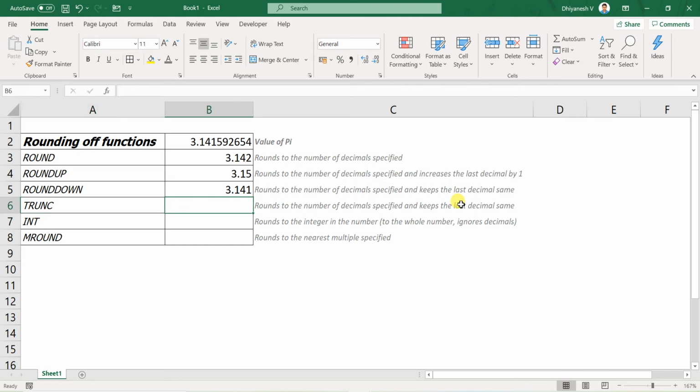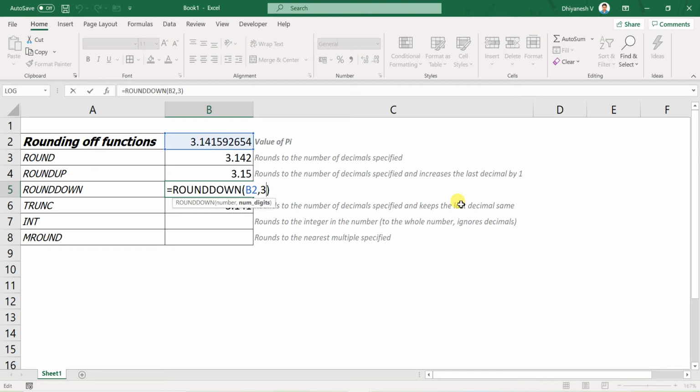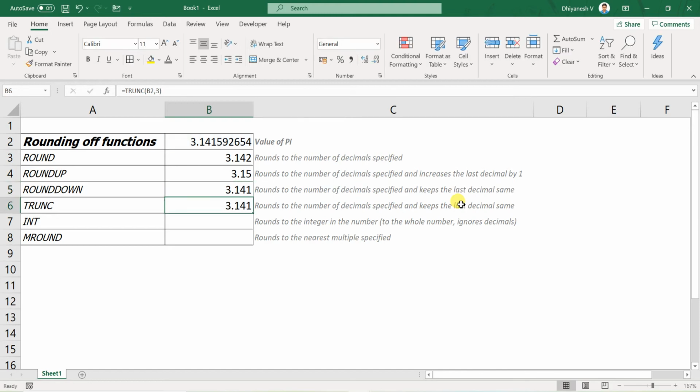Truncate is similar to round down, so there is actually no importance to this formula. You can just use the same formula here. You will see the same result, but the only difference between these two is the round down function requires the number of digits to be specified. It is a mandatory field. You have to fill in some number there, but in the truncate formula, the number of digits is not a mandatory field, it's an optional field. So if you do not give anything, it will return you the whole number available there.